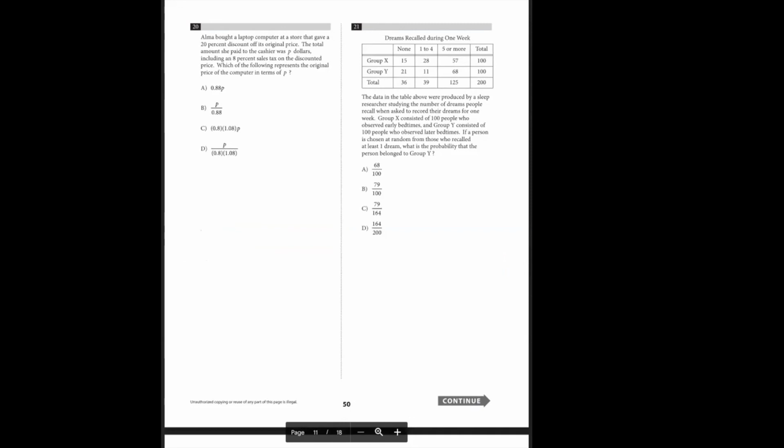Okay, so I'm going to try number 20. Number 21 is kind of similar to that one we just did, the one where I said to guess and check. This one will be easier though, because it's just finding a fraction. So I'm going to do 20. It says Alma bought a laptop computer at a store that gave a 20% discount off its original price. The total amount she paid to the cashier was P dollars, including an 8% sales tax on the discounted price. Which of the following represents the original price of the computer in terms of P?